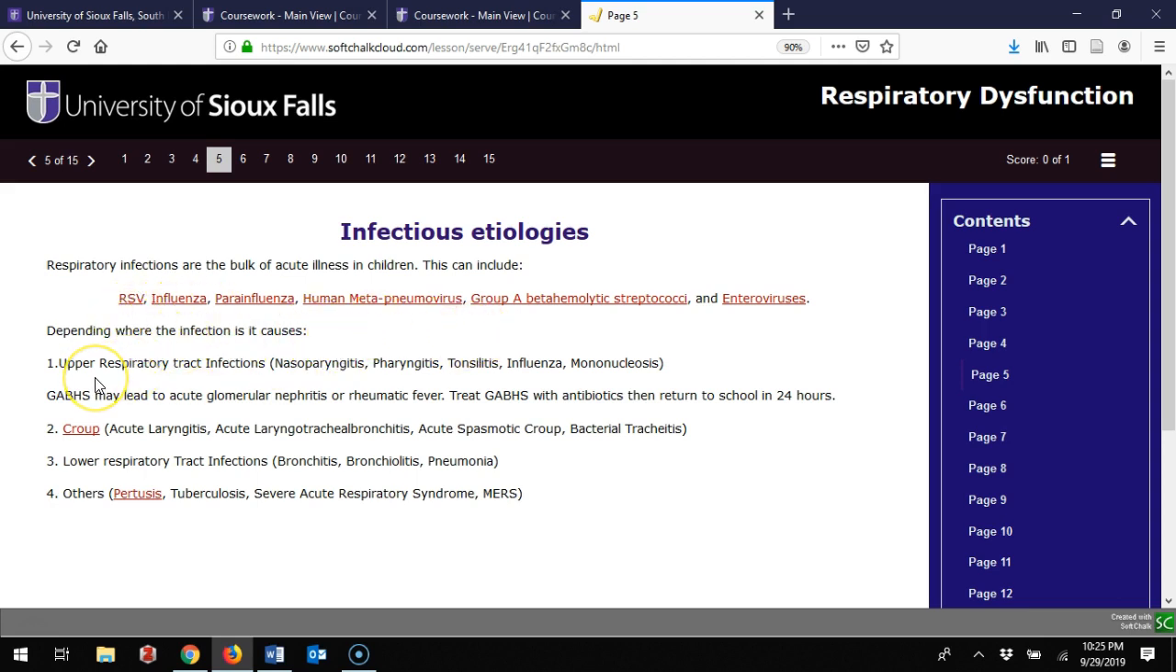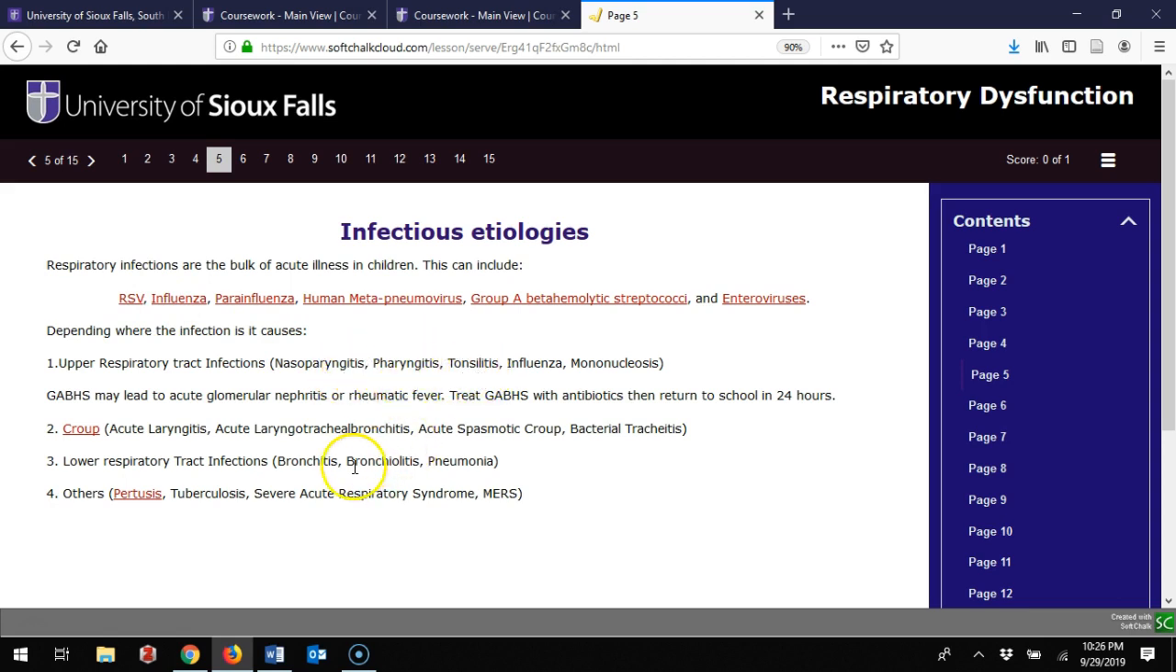Oftentimes we call things by what area they infect. So nasopharyngitis, pharyngitis, tonsillitis, mononucleosis, acute laryngitis, laryngotracheal bronchitis, spasmodic croup, tracheitis, and we can kind of see that we're going lower and lower into those different fields. So influenza and RSV can infect lots of these different areas.